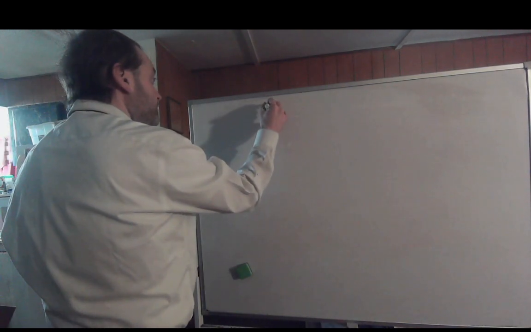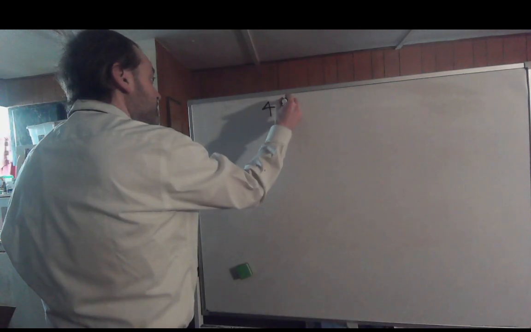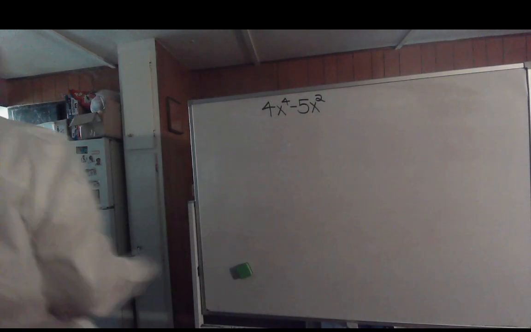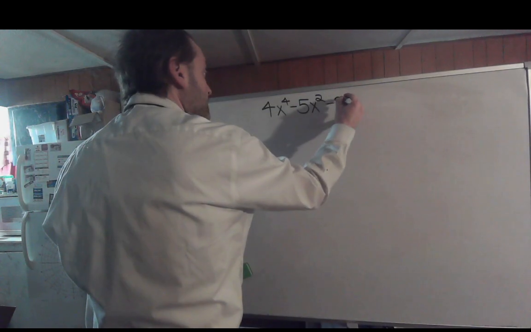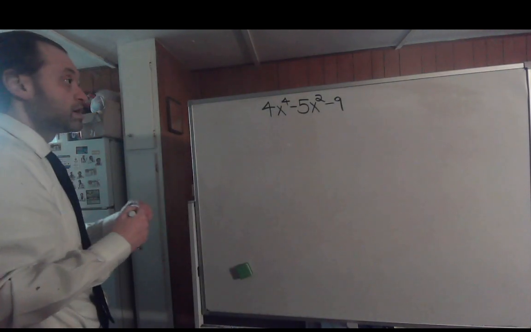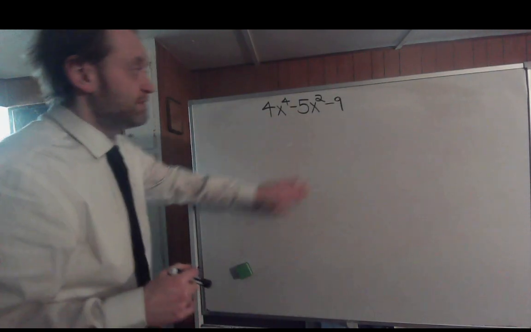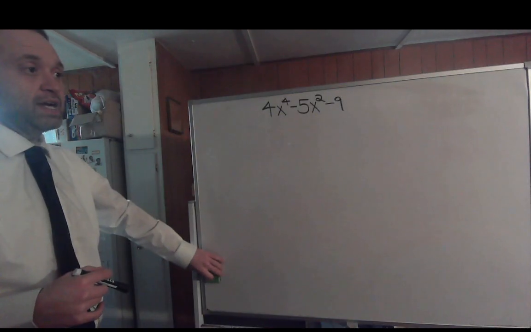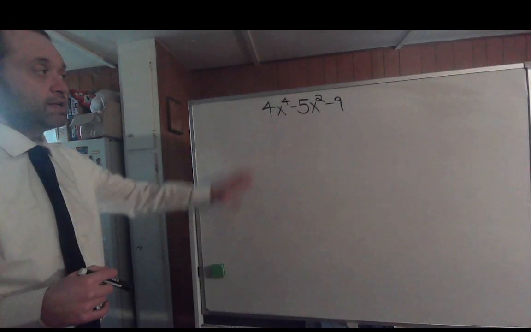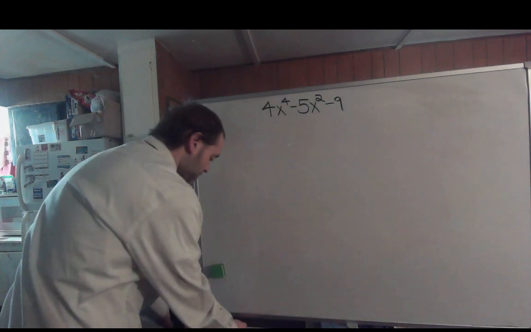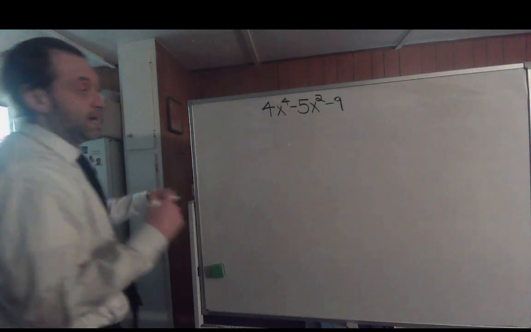Let's see. 4x to the 4th minus 5x to the 2nd minus 9. All right, so we have 4x to the 4th minus 5x squared minus 9 is this expression. It's a 4th power expression. We need to factor that.